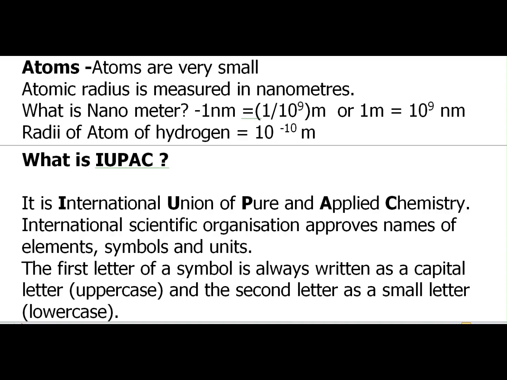For example, chlorine, they say Cl. They have approved this symbol. For example, sulfur or silicon. Silicon, they say Si. They put symbols to various elements and also units. The first letter of the symbol is always written as a capital letter, as I already told you, uppercase, and the second letter is a small letter, lowercase. For example, if you want to write chlorine, C should be capital, l should be small.